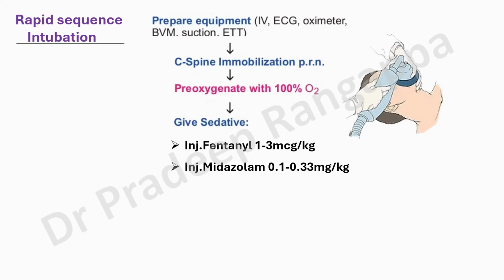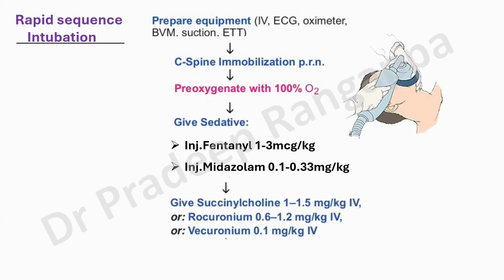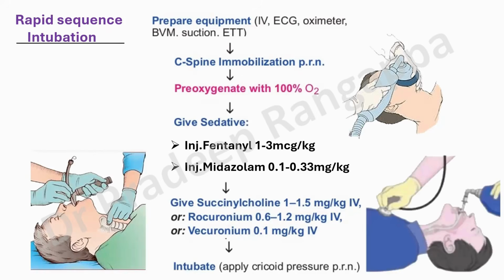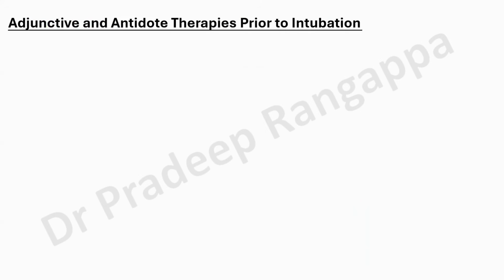Use fentanyl 1 to 3 micrograms per kg with midazolam 0.1 to 0.33 milligram per kg, after which you can give succinylcholine 1 to 1.5 mg. If hyperkalemia is there, or you do not wish to use a depolarizing agent, one could think of rocuronium 0.6 to 1.2 mg per kg or vecuronium 0.1 mg per kg, and intubate. Cricoid pressure: there are studies which show either way, there is no major difference, but you could apply it. But in poisoning, cricoid pressure is to be avoided. Post intubation, make sure you do auscultation over the chest to look at the air entry.